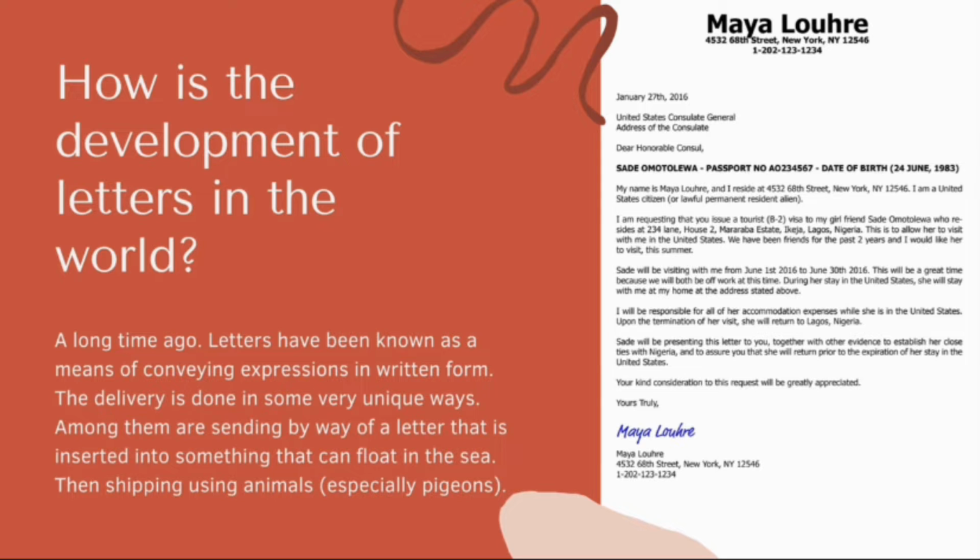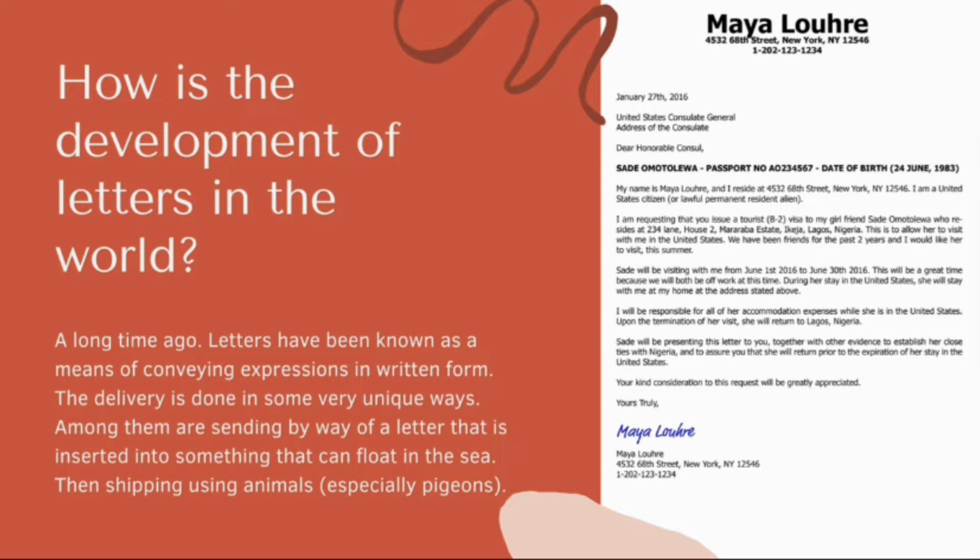I am requesting that you issue a tourist B2 visa to my girlfriend Sade Omotolewa, who resides at 234 Land, House 2, Mararaba Estate, Ikeja, Lagos, Nigeria. This is to allow her to visit with me in the United States. We have been friends for the past 2 years and I would like her to visit this summer. Sade will be visiting with me from June 1st, 2016 to June 30, 2016. This will be a great time because we will both be off work at this time.